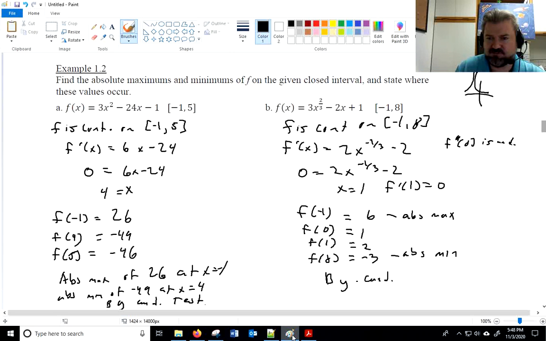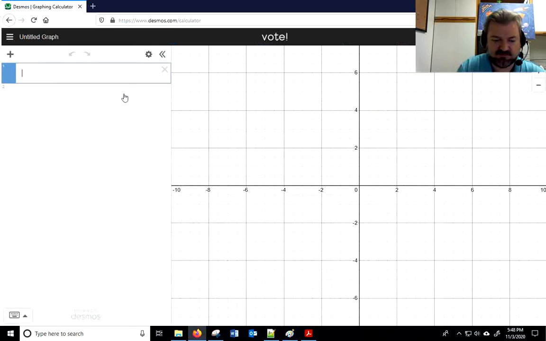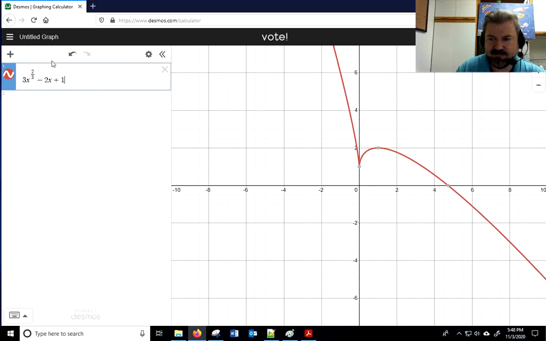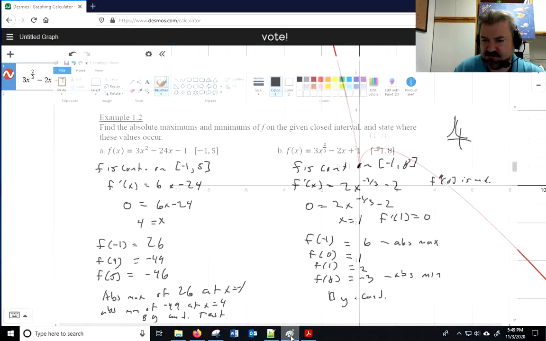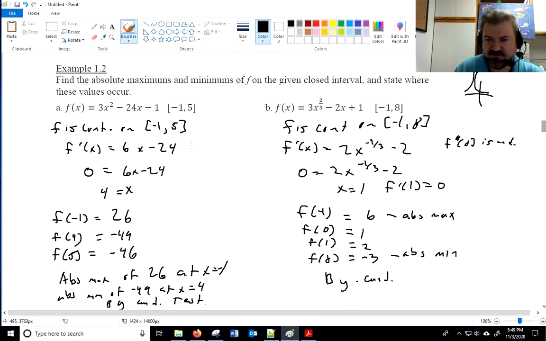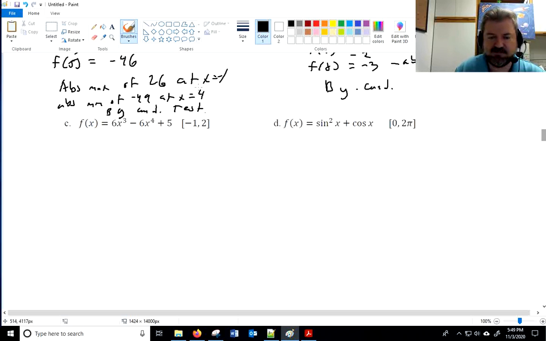And we're going to do 3x to the 2/3 minus 2x plus 1. So look at that relative min that we were talking about there, and got a relative max there at 1, right? 1 comma 2. Got a relative min there, but in this case, the extrema on the interval are down here and up there. So that's why they were the endpoints. All right, we got a couple more to do.